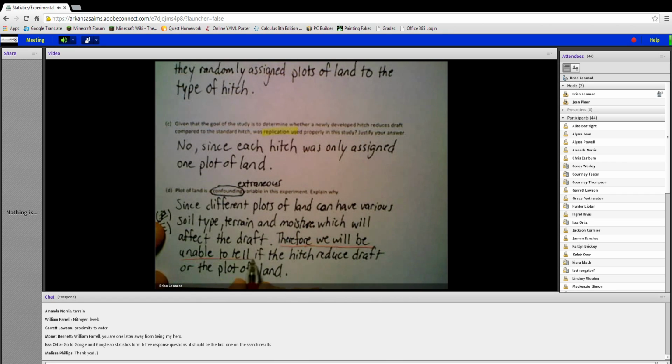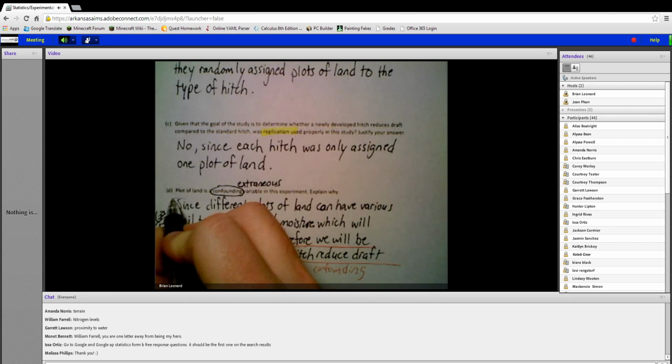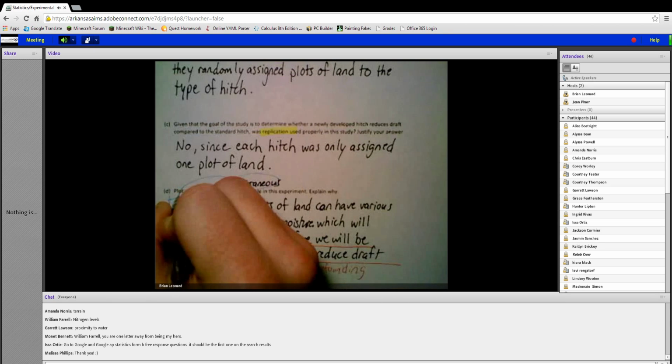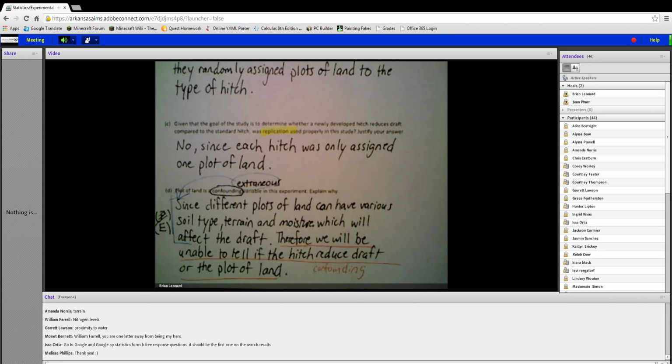This is arguing that it's confounding. That's my argument, that it's confounding. Up here, all you argued, I ran out of colors here. All you argued up here, right here, was that it was extraneous. Okay?